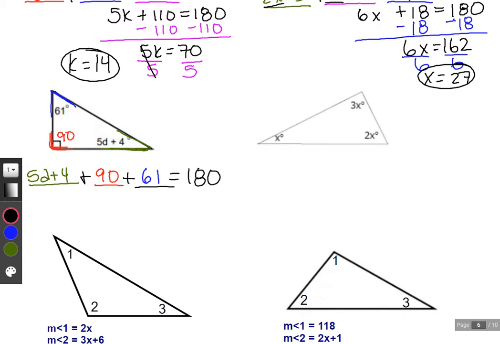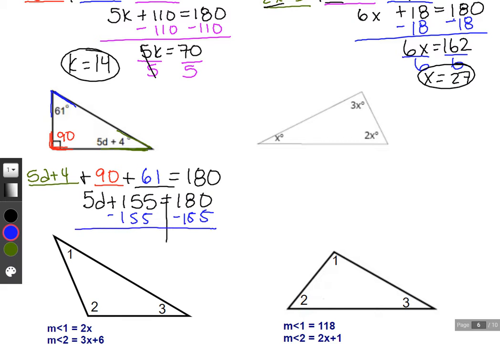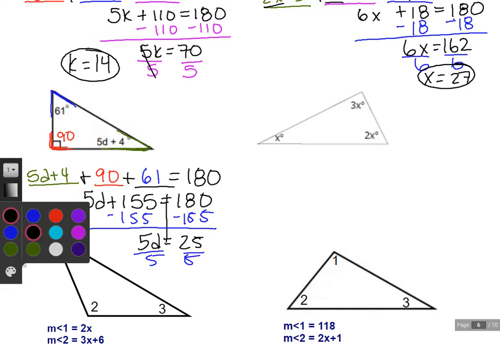Let's clean up. So we have 5d, and I have 90 plus 61 plus 4. 90 plus 61 plus 4 is 155, unless I mistyped. Now we can solve a little bit of algebra here. Let's subtract off the 155. So 5d is the same as 180 minus 155. Divide out the 5s. d equals 5.